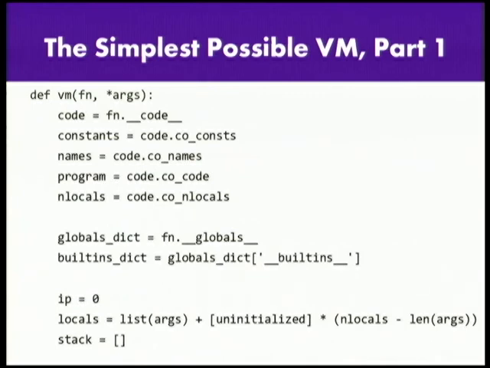I create an instruction pointer. I create a fast locals array, which is initialized to the arguments followed by the number of fast locals that I have, the local variables, which I set to a special uninitialized value so I can blow up if you don't initialize your stupid local variables like Python does. And I create a stack, and a stack is just going to be a list. I'm going to append to it to push, and I'm going to pop off of it to pop.